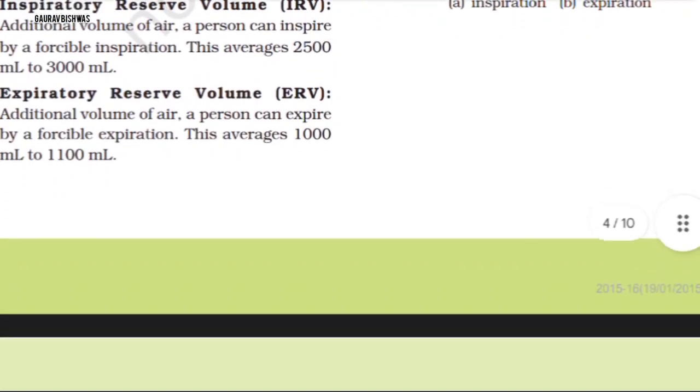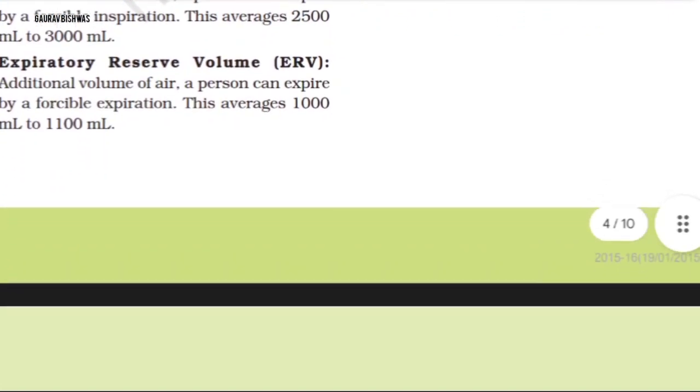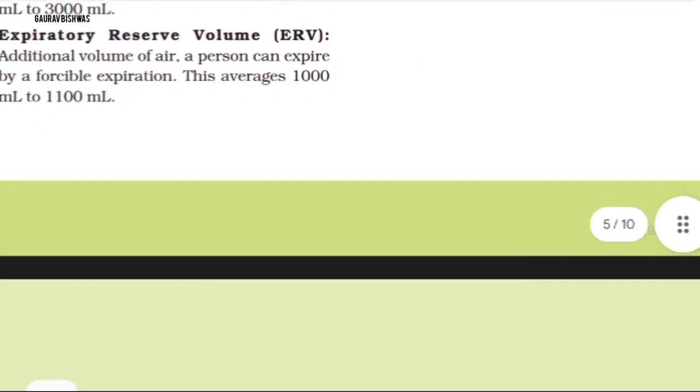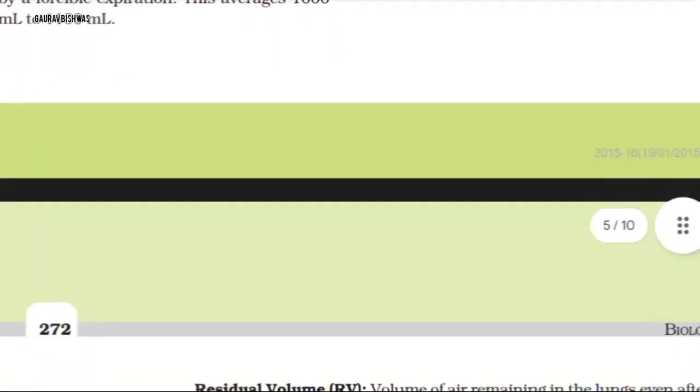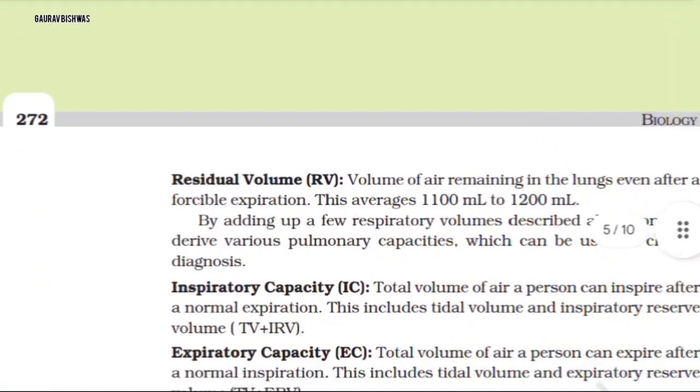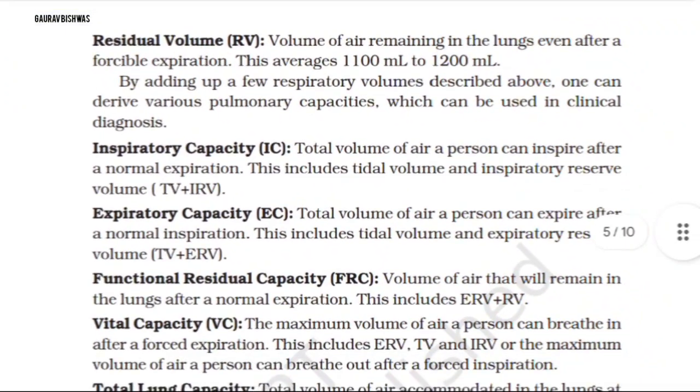Expiratory reserve volume, ERV, is the additional volume of air a person can expire by forcible expiration. This averages 1,000 to 1,100 ml. Residual volume, RV, is the volume of air remaining in the lungs even after a forcible expiration. The average is 1,100 to 1,200 ml.